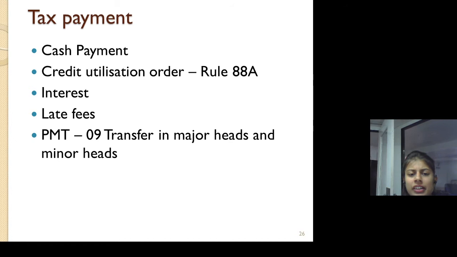The credit utilization order is given in Rule 88A. That is, if you have an IGST credit, first use it against IGST output liability only. After that, you can use it for CGST and SGST in equal manner, in any order you want. And if you have a CGST credit, use it against CGST and then against IGST. It is restricted for SGST. If SGST credit is there, first use it against SGST and then against IGST. Do not use it for CGST.